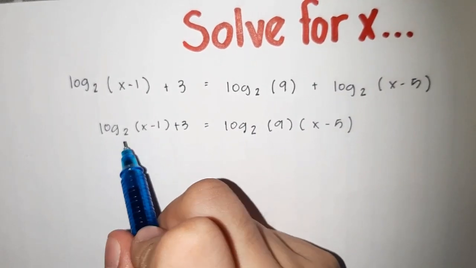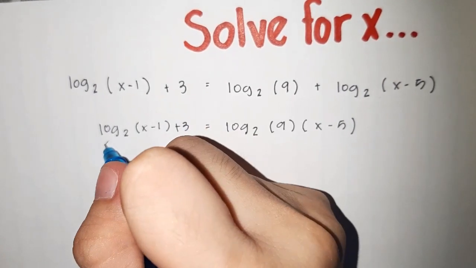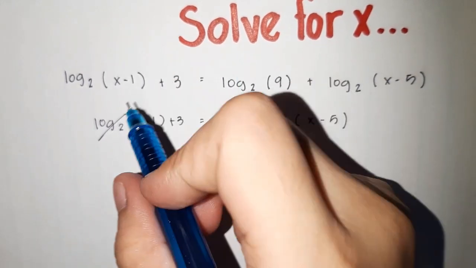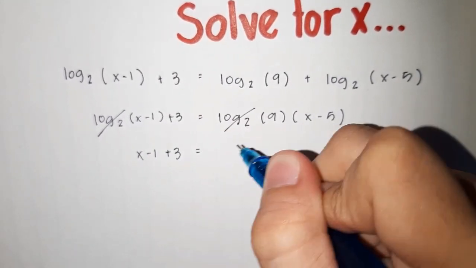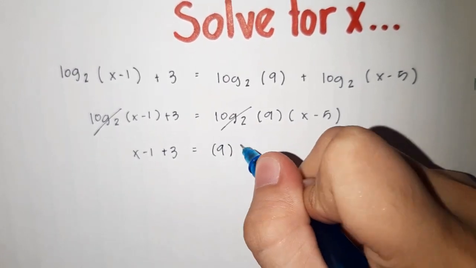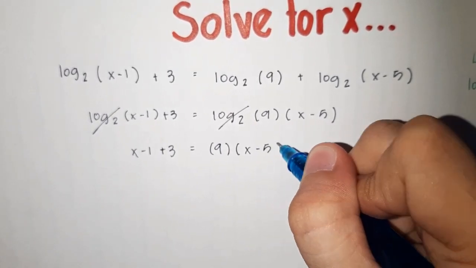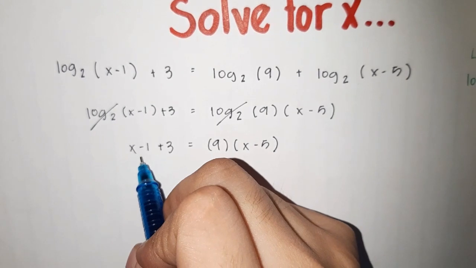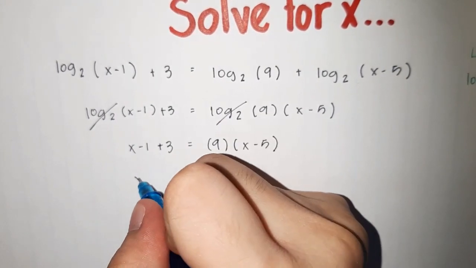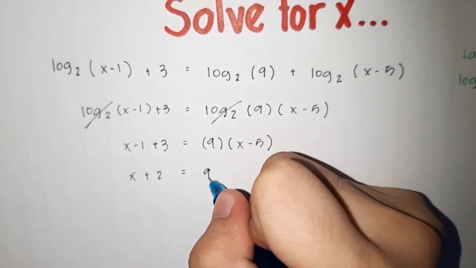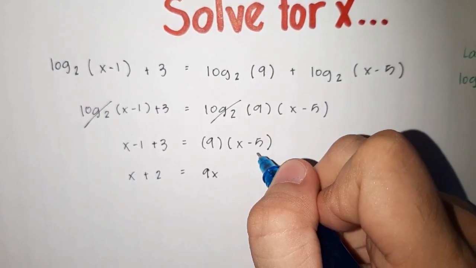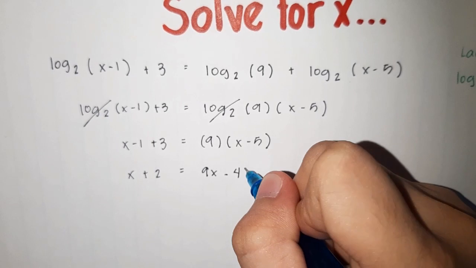So both sides have the same base. That means we don't need them, and we just have to bring down x minus 1 plus 3 equals 9 times x minus 5. x minus 1 plus 3 is x plus 2. 9 times x is 9x, and 9 times negative 5 is negative 45.